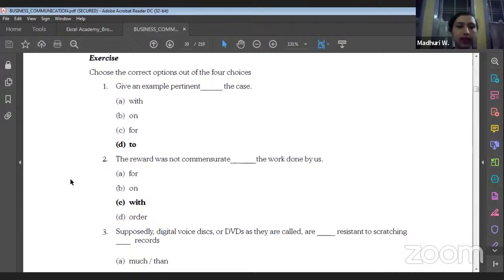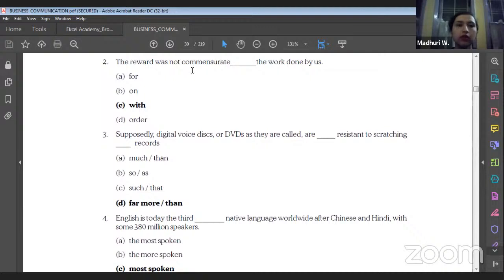The next one is, the reward was not commensurate dash the work done by us. For, on, with, or order. So in answer one, the word to is correct. In question two, what is it? The reward was not commensurate dash the work done by us. For, on, with, or order? With. Very good.